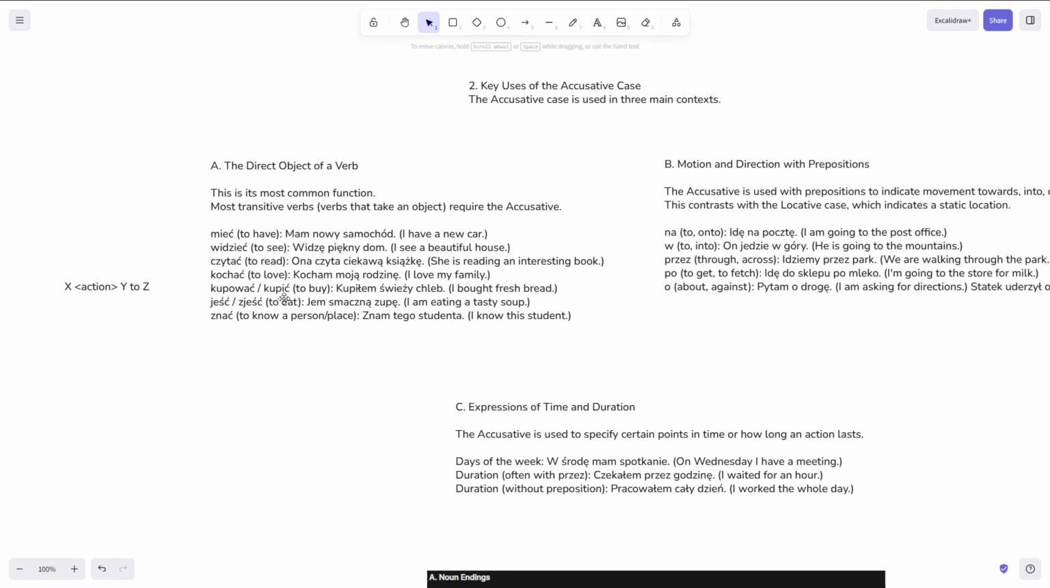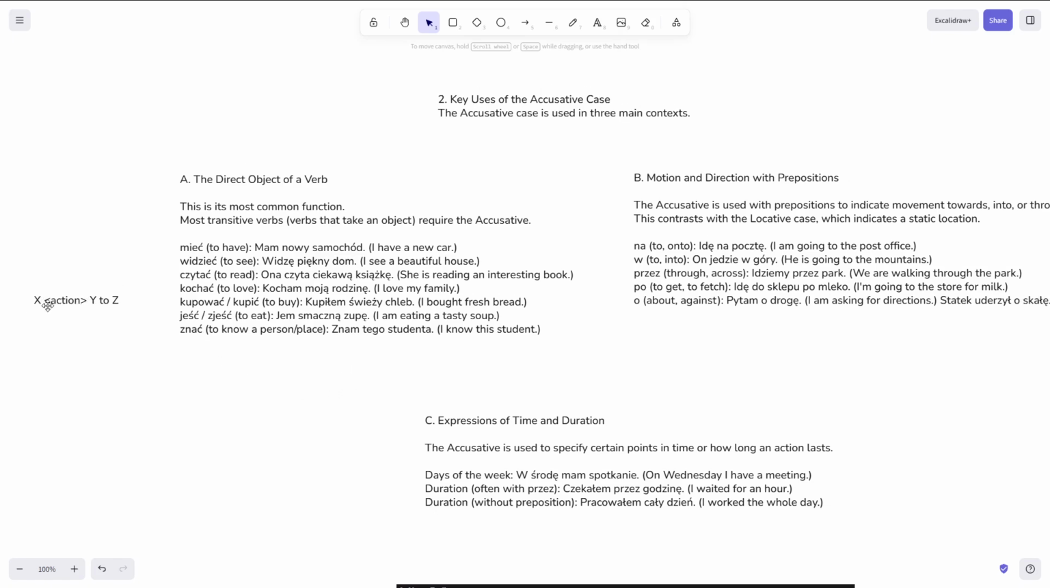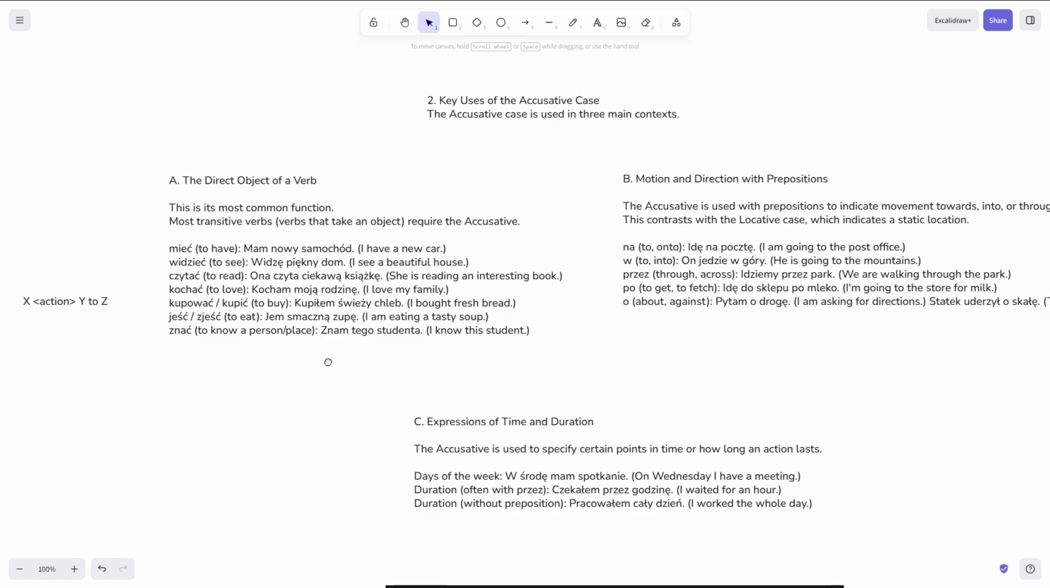Then we have "to eat," because someone eats something, and "to know" a place or a person, because someone knows someone, or someone knows the place, okay? So again, X action Y, X action Y, X action Y, in a nutshell, Y is the accusative, okay.